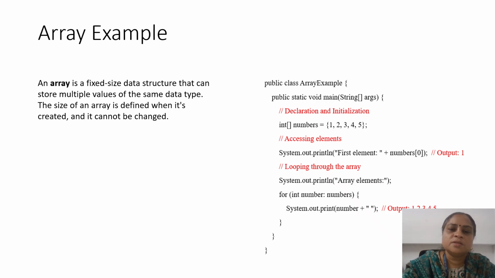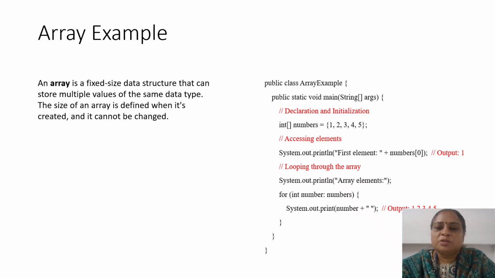Integer means integer, string means string, and the size of the array is defined whenever it is created. It will be defined and cannot be changed, so it cannot be changed in the middle of execution. That thing you should be clear about.